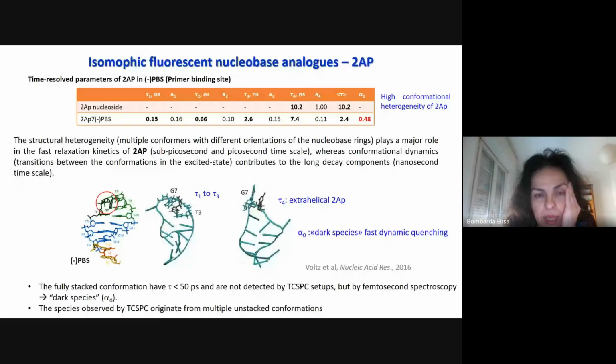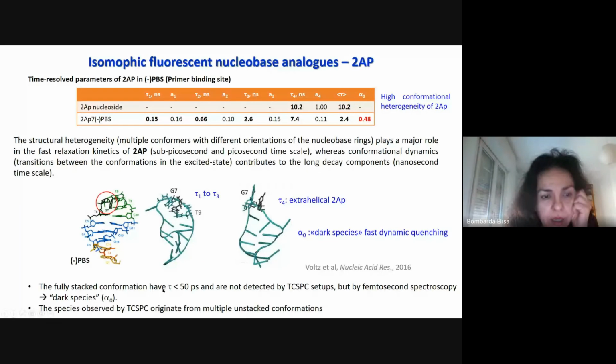Anyway, 2-aminopurine has a very complex photophysics, because the fact that there are all these different quenching mechanisms involved then also leads to multi-exponential decay. And here, for example, 2-aminopurine alone has only one lifetime. Instead, in one nucleic acid, here the primer binding site, you see 4 lifetimes, plus even a dark species.